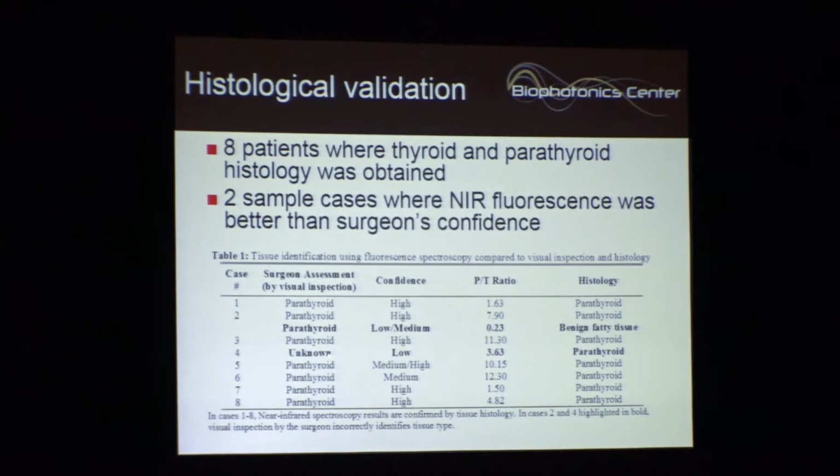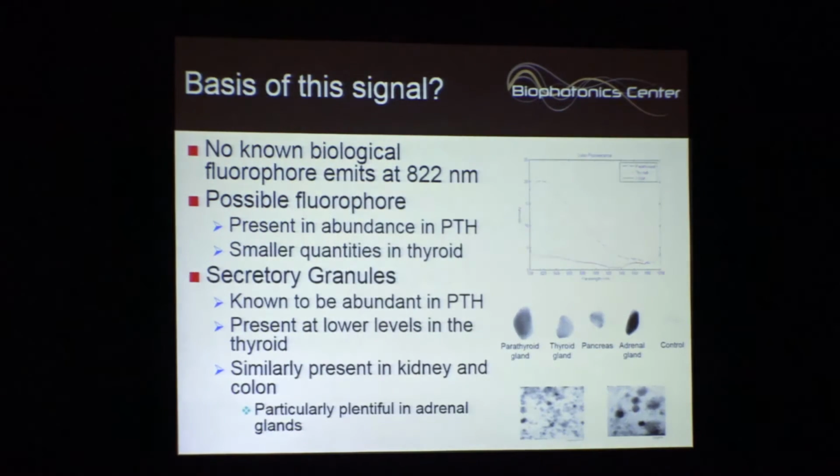On the other hand, we have this patient 4 case, it's not actually 4, but a 4th case here. The surgeon didn't really know what it was. He didn't think it was the parathyroid gland at all, but we measured our signal very convincingly and said, yes, that's the parathyroid gland. He didn't know what it was, stuck to the thyroid tissue. He sent it off to histology. We got the histology and told him, it's in fact the parathyroid gland. Again, validating this approach.